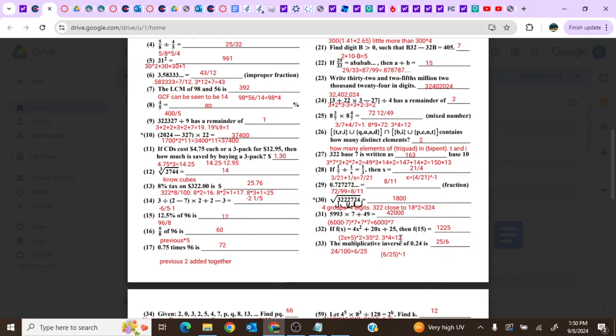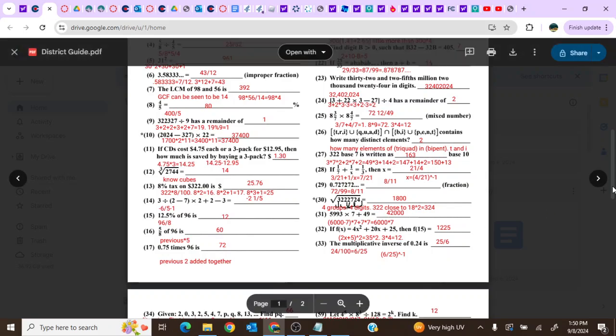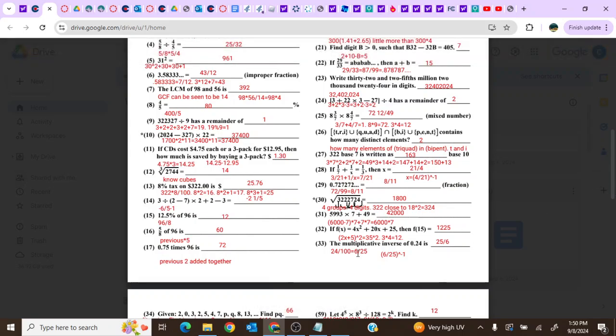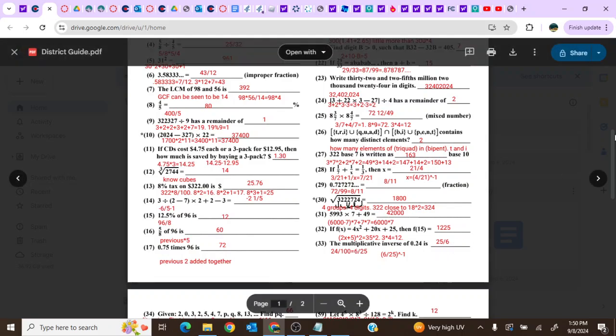33, multiplicative inverse of 0.24. Well, 0.24 is 24 over 100. Divide both by 4, you get 6 over 25. Take the inverse of that, flip your numbers, and you get 25 over 6.